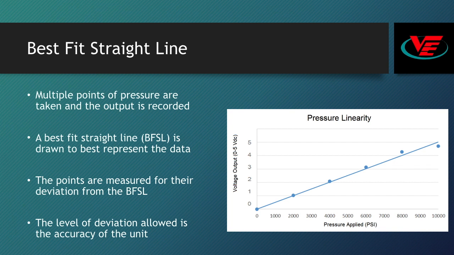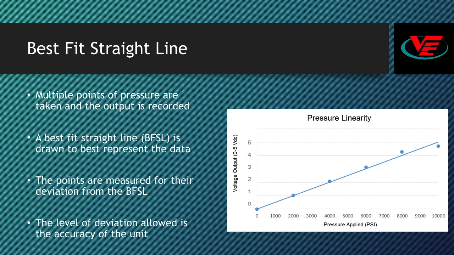The best fit straight line method measures the pressure of multiple points and the output is recorded. We then draw a best fit straight line that most accurately represents the median of the data points. The points are then measured for the deviation from the best fit straight line. The level of deviation allowed is the accuracy of the unit.